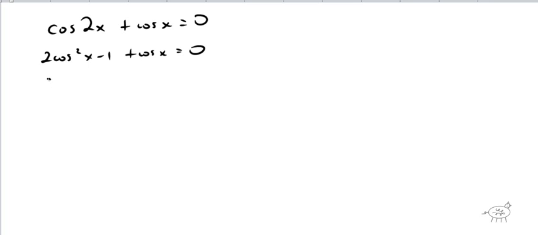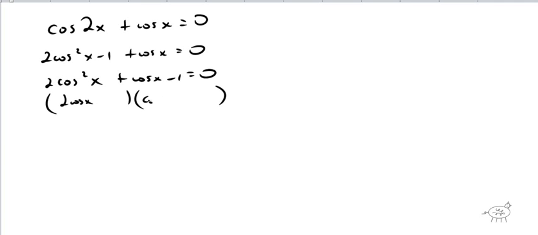So if I put it in order to factor it nicely, 2 cosine squared of x plus cosine of x minus 1 equals 0. So if I factor that, I get 2 cosine of x, and then this is going to be minus 1 and plus 1. It's going to work out. So that equals 0. So basically 2 cosine of x minus 1 equals 0. So cosine of x equals 1/2, and cosine of x equals negative 1.